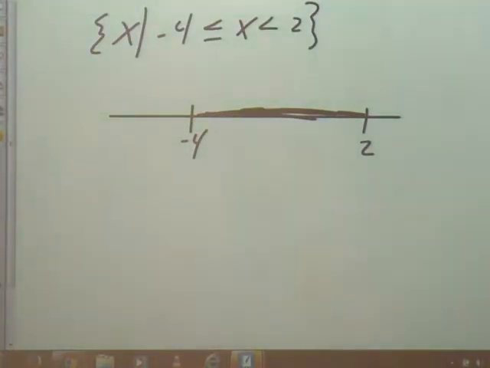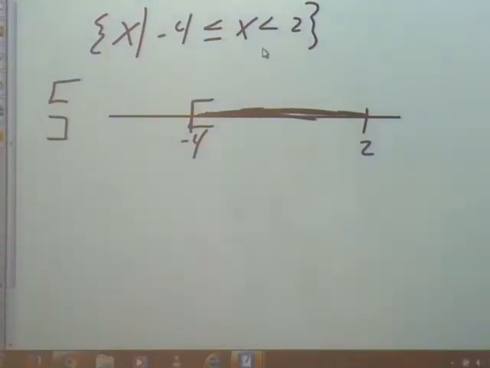Okay, Chase said bracket on -4. Let's test that. -4's got an equal bar. Yes, it's going to be a bracket. Do I need to set it that way or that way? Top or bottom? Top. Top, good. It opens where your stuff is, right? So I would open it that way.